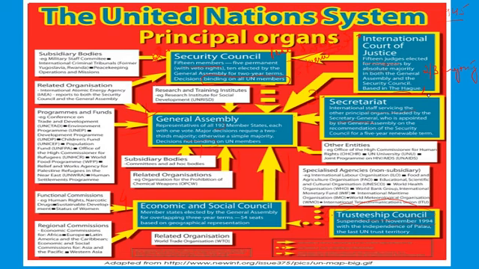Then you have the Economic and Social Council. The Economic and Social Council has 54 seats. This is the council that discusses mainly the economic and social aspects of the organization. Any issues related with economic exchanges, social development, cultural development, that is discussed by the Economic and Social Council. And it has 54 seats. And the members are elected by the General Assembly on the basis of geographical representation.